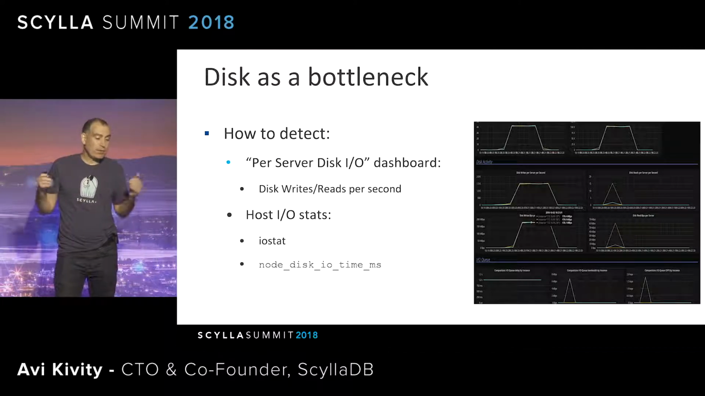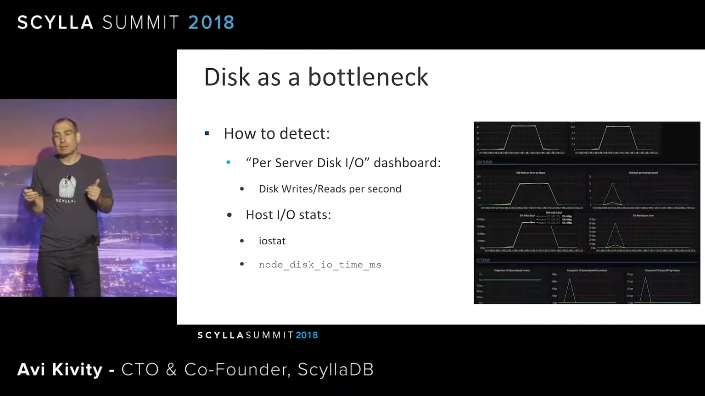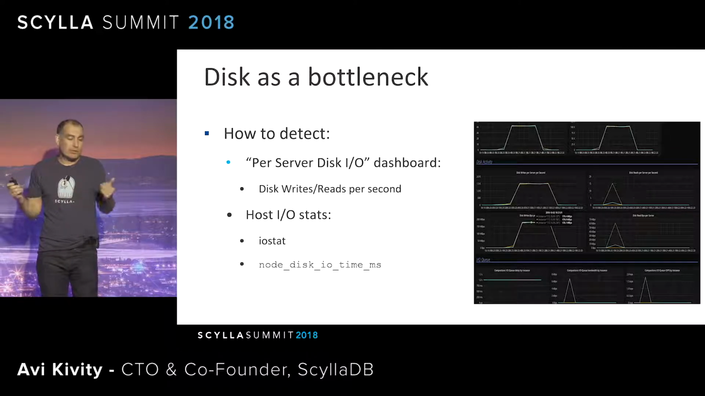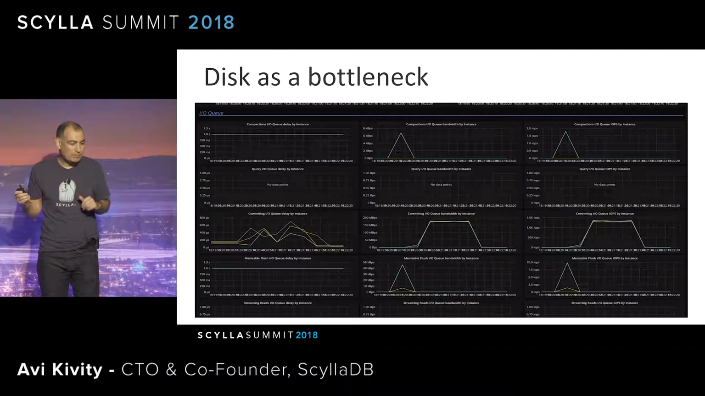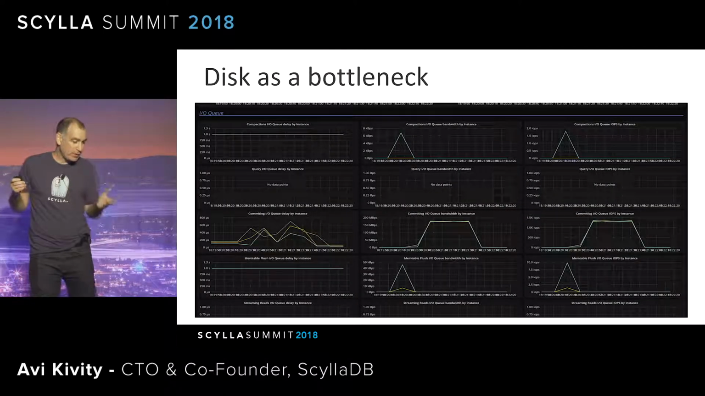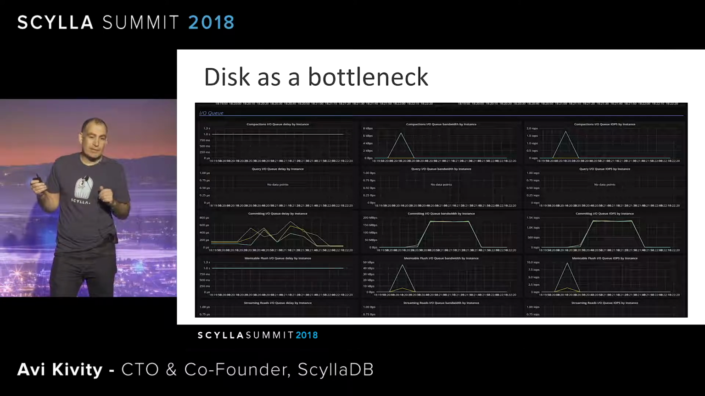And you can see with the Linux tools as well, iostat can tell you how busy the disk is. And another metric that's important is the query I/O delay. So if you see a large delay in processing disk I/O, then you know that you might have a disk bandwidth problem. So this is the per server disk I/O metrics, and you can see on the left is delays.